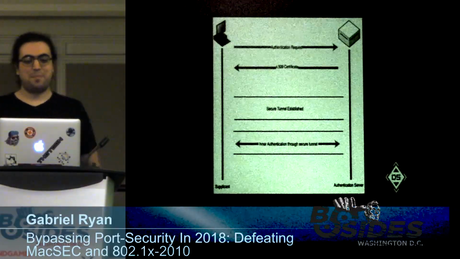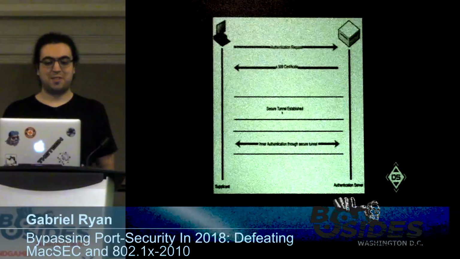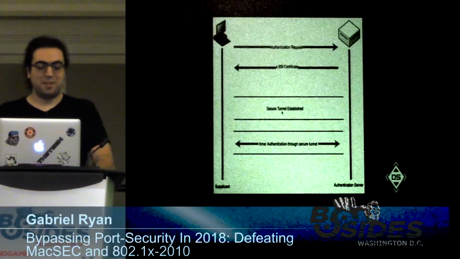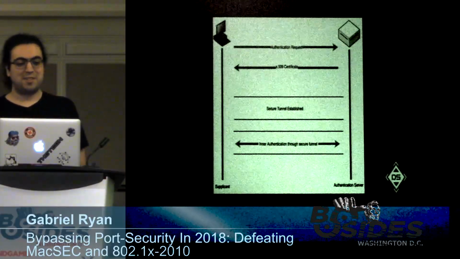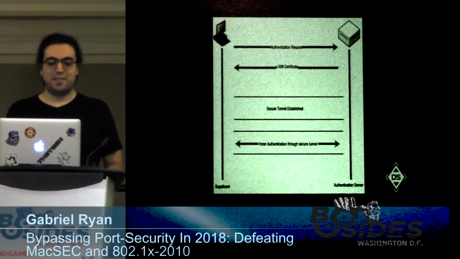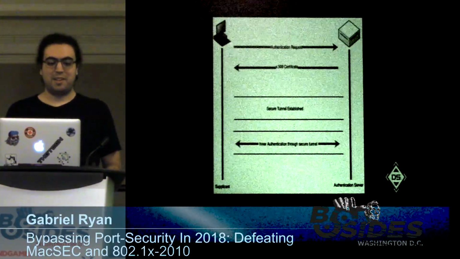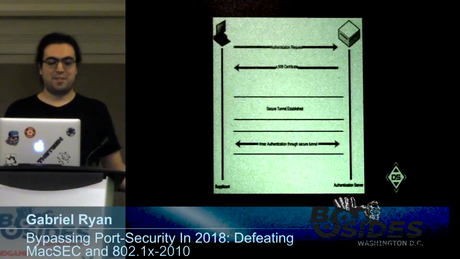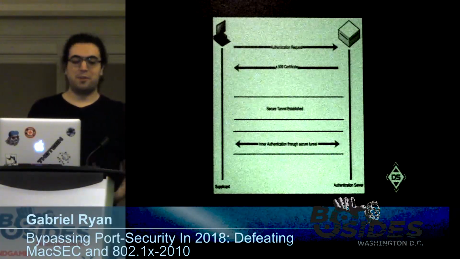Basically, the way that works is that you have the supplicant, which is your wireless device. It's going to try to connect to the network, and when it does that, it's going to send an authentication request to the authentication server. The authentication server is going to reply with an X.509 certificate. The reason the authentication server has to give the supplicant this X.509 certificate is that it needs to prove its identity to the supplicant. Before the supplicant receives the X.509 certificate, it doesn't really know who it's connecting to.